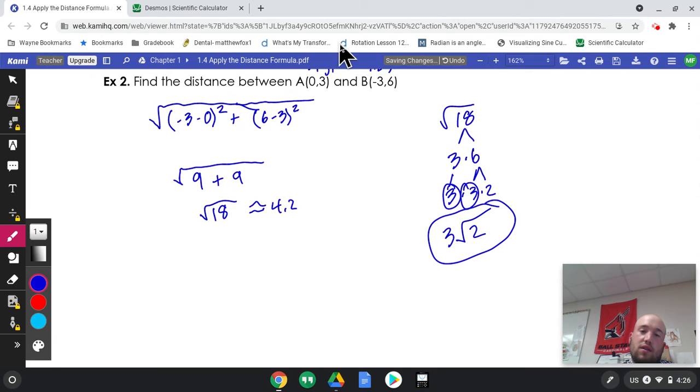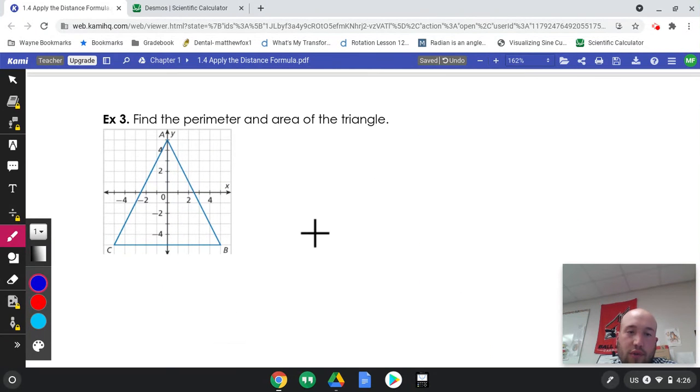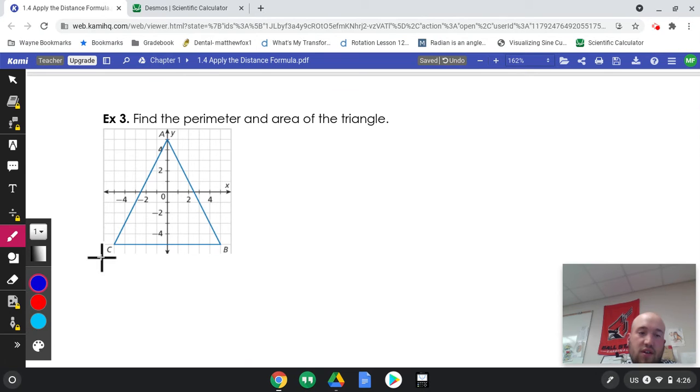Okay. So this is just kind of a refresher. We did this in the past, probably in Algebra 1, but just a reminder, that's how you simplify a square root if it's not a perfect square. All right, example 3 says find the perimeter and the area of this triangle. Okay, so let's start off the easy side. Well, first perimeter.